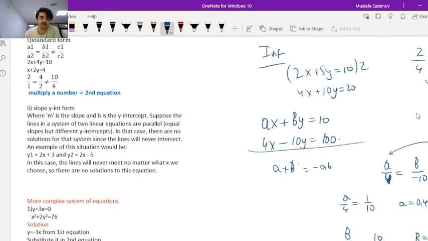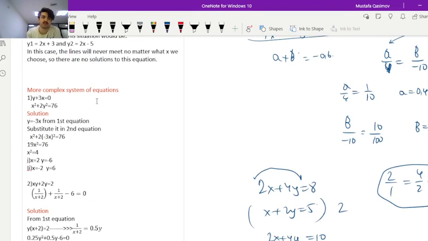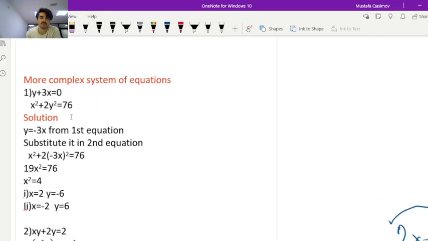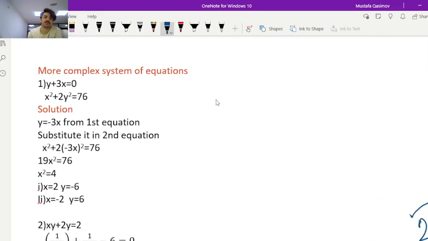Now let's look at a little bit more complex system of equations. Y plus 3x is equal to 0, x squared plus 2y squared is equal to 76. From here we can do the substitution method. We can write y is equal to negative 3x. Then we can put it in the second one. After that we will get this example and we can find x easily.